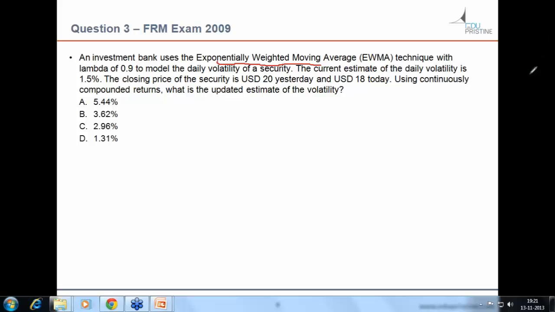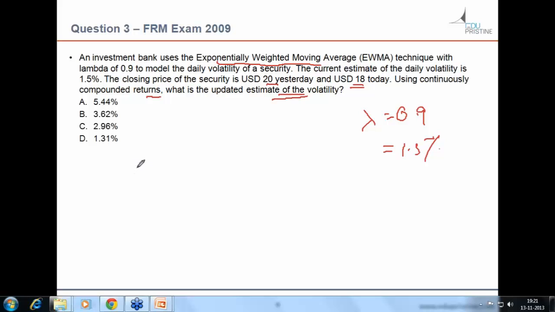Try to take out the figures from the question so that we don't get confused. They say they use a lambda of 0.9. The current estimate of daily volatility is 1.5%. The closing price of the security is 20 yesterday and 18 today. Using the continuously compounded return, what is the updated estimated volatility? So this question tells you to estimate the next day volatility.